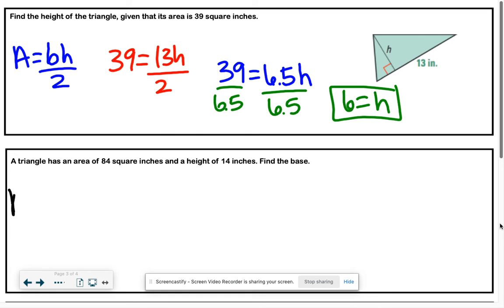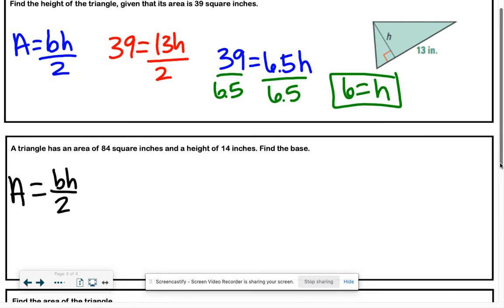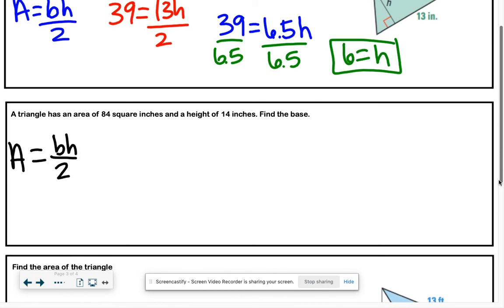Let's try another one. Area equals base times height divided by 2. So if we read here, our triangle has an area of 84 square inches. So let's plug that in for A, and a height of 14. And we're looking for our base, so we'll have B times 14 all over 2.